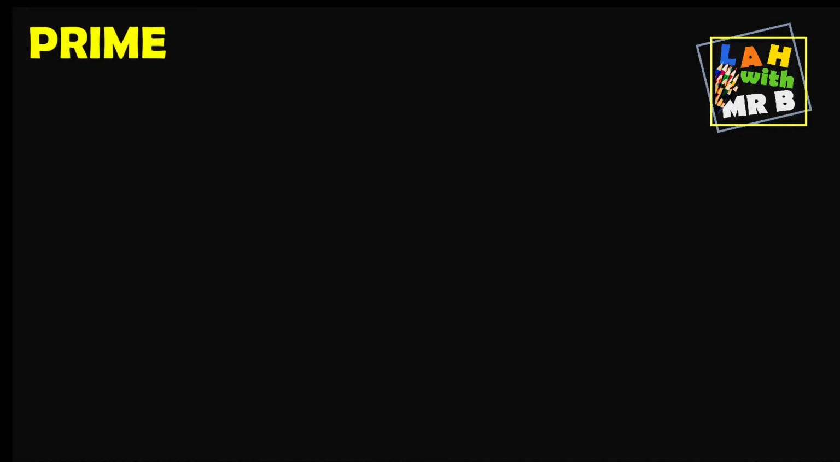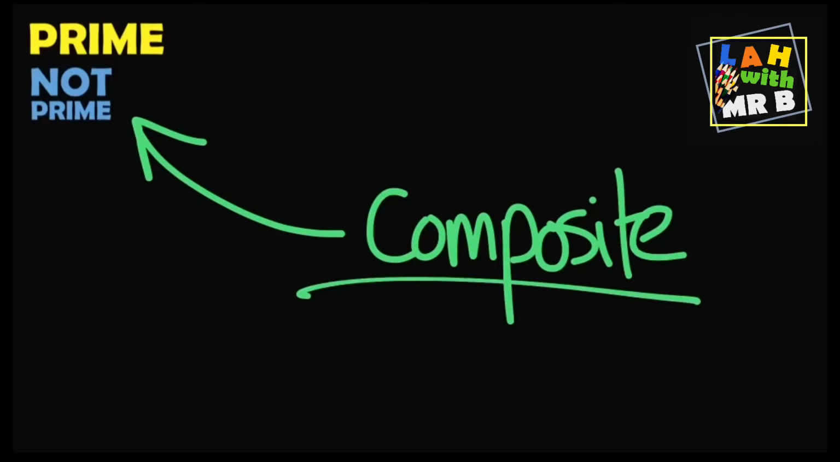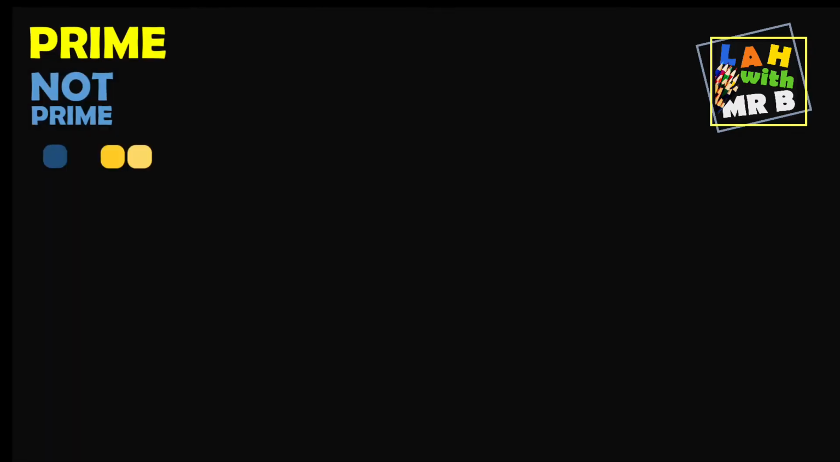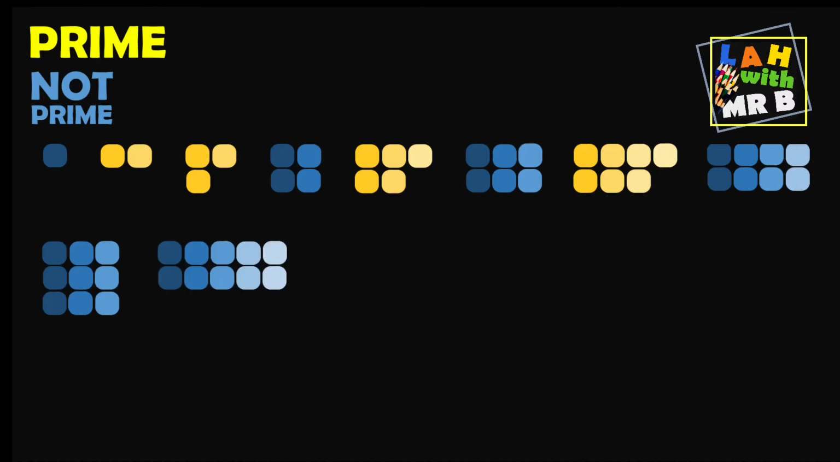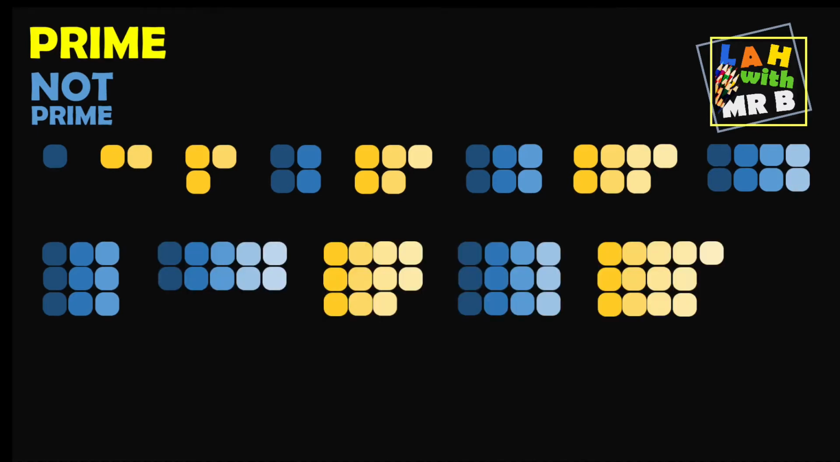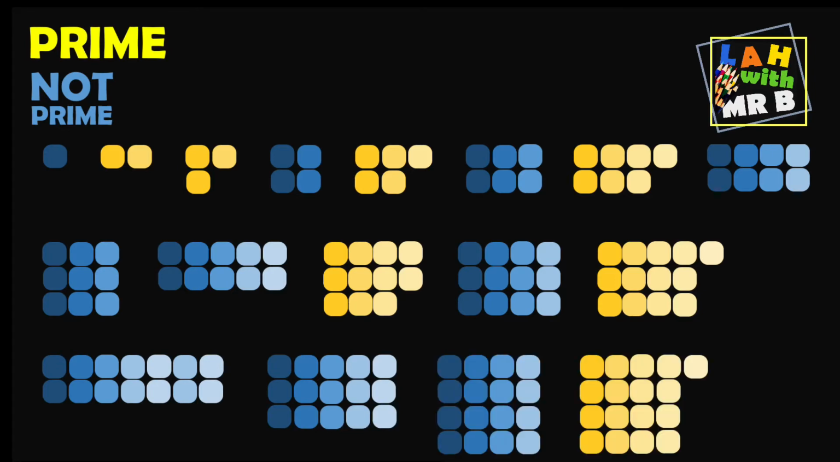We'll start with a bit of an experiment. We're going to lay out numbers from 1 upwards using dots. The yellow dots are going to be prime numbers, and the blue dots are going to be numbers that aren't prime numbers. These have a fancy name, which is composite numbers. See if you can spot a pattern as we go along. Starting with 1, 2, 3, then 4, 5, 6, 7, 8, 9, 10, 11, 12, 13, 14, 15, 16, 17.